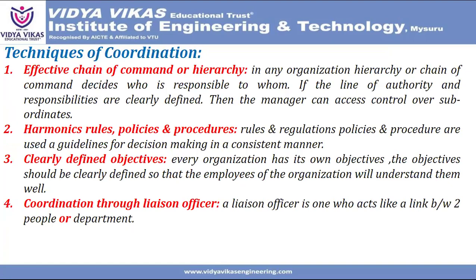Effective chain of command or hierarchy. In any organization, hierarchy or chain of command decides who is responsible to whom. If the lines of authority and responsibilities are clearly defined, then the manager can exercise control over subordinates. Harmonics, rules, policies, and procedures. Rules and regulations, policies, and procedures are used as guidelines for decision making in a consistent manner.